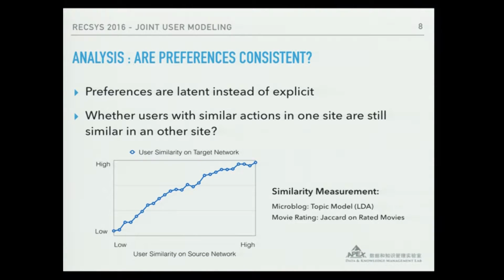the assumption. As preferences are latent instead of explicit, we cannot compare them directly. Therefore, we answer the question of whether users with similar actions in one site are still similar in the other. We model the user action similarity on both sides by using topic model and Jaccard similarity coefficient over the rated movies, and show the result in the figure, which matches our intuition and supports the assumption.